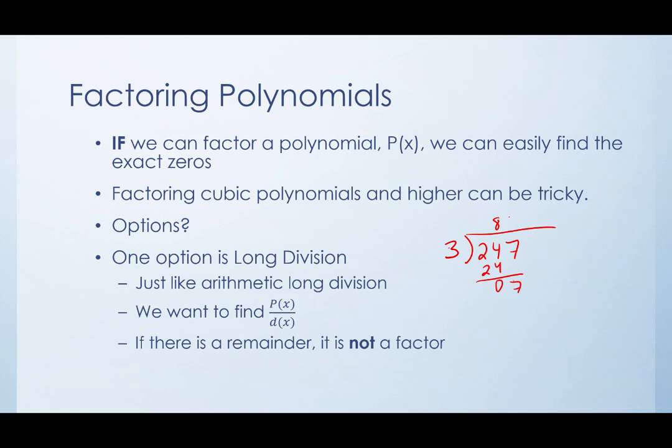How many times does 3 go into 7? 2 times. 2 times 3 is 6. Subtract. We get 1. So 1 is our remainder, and 82 is our, I believe, quotient. Okay? So if there's a remainder, then we know the number that we divided by, the divisor, is not a factor. So we're finding p of x, our polynomial, over d of x, which we're going to hope is our factor.